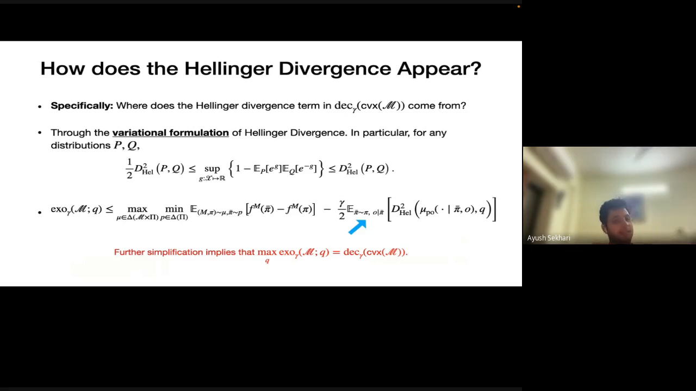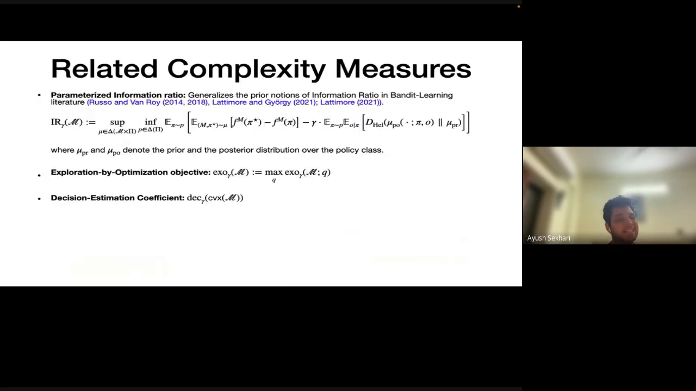So I hope this gives some intuition on where the Hellinger divergence comes from and where the convex hull of the model class comes from. So I think I'm closer to the end of the talk. I will just conclude by mentioning one last thing.